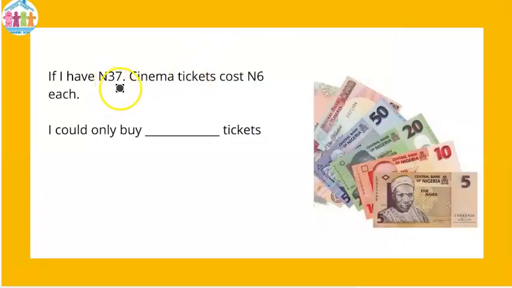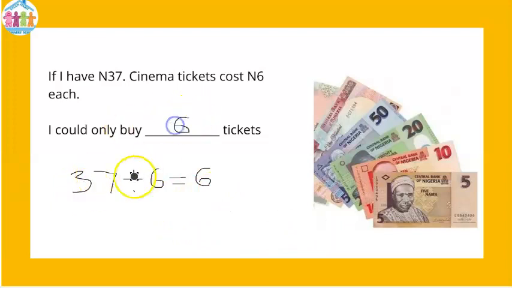Okay, if I have 37 naira and a cinema ticket costs 6 naira each, that means I could only buy how many tickets? To get that, I would say 37 divided by 6. I want to see how many tickets I can buy with 37 naira. So I can buy 6 of this because 37 divided by 6 is 6, because 6 times 6 is 36. I have 1 naira change left. So I can buy 6 tickets with 37 naira.